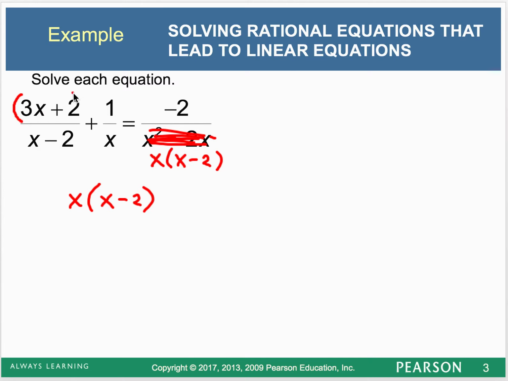I'm going to multiply this denominator by every one of these terms. So I'm going to multiply this by x times x minus 2. I'm going to multiply this by x times x minus 2. I'm going to multiply this by x times x minus 2. Now in this term only, I see there's an x minus 2 and an x minus 2. So I can get rid of that, and that just leaves an x times 3x plus 2.